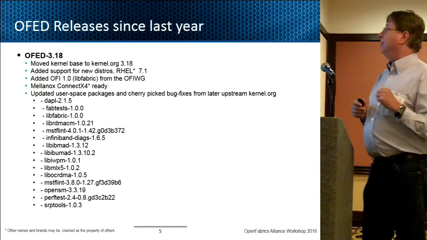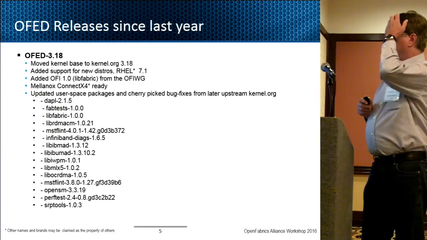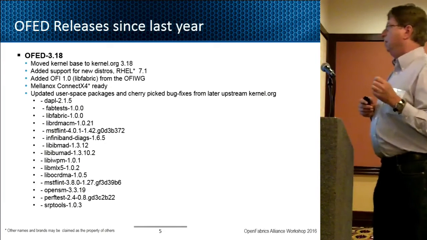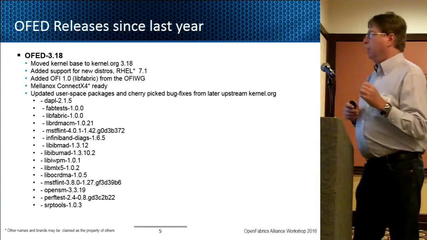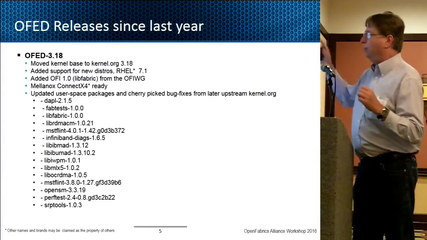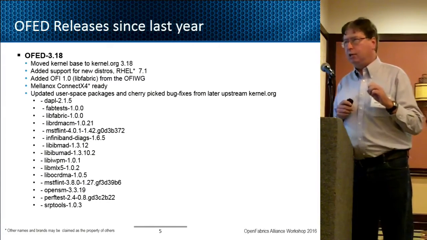Okay, so some of the things that we've done over the last year, I think it was very close to the workshop last year. We were just finishing up the 3.18 kernel. The other important thing to note is you can tell which kernel.org kernel OFED was based upon by the OFED release number. So 3.18 corresponds to the 3.18 kernel.org kernel.